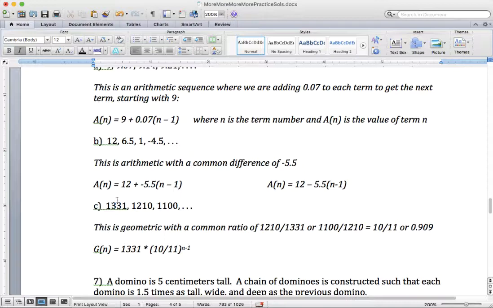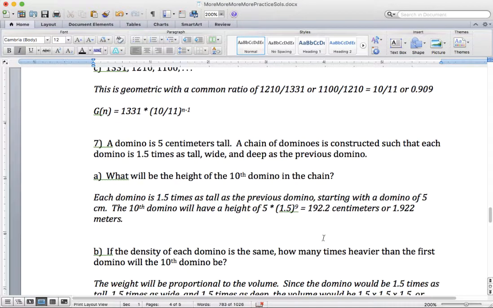I've multiplied by that common ratio n minus 1 times. Okay, a domino is 5 centimeters tall. A chain of dominoes is constructed such that each domino is 1.5 times as tall, wide, and deep as the previous domino. So we're multiplying the height by 1.5, the width by 1.5, and the depth by 1.5. The original domino we said was 5 centimeters tall. So what will be the height of the 10th domino?